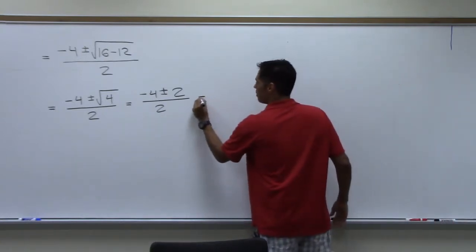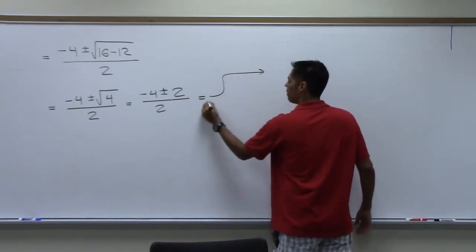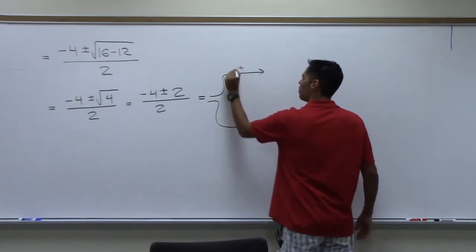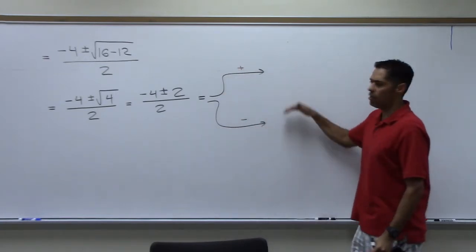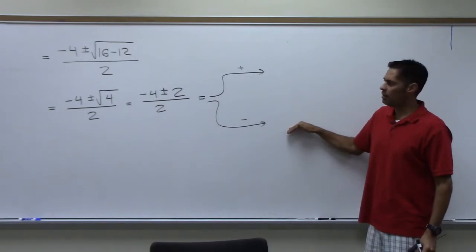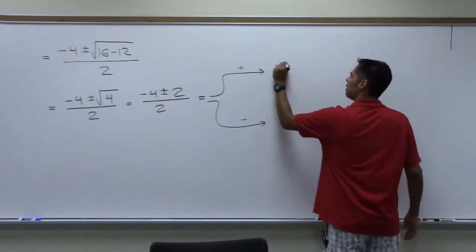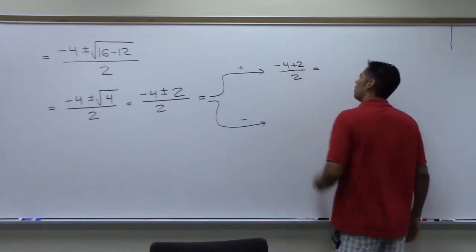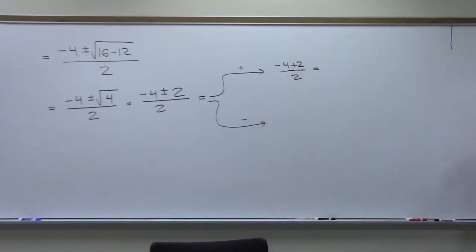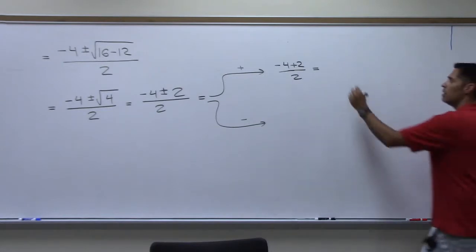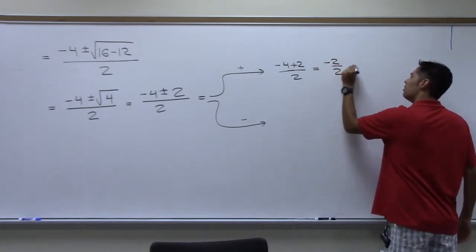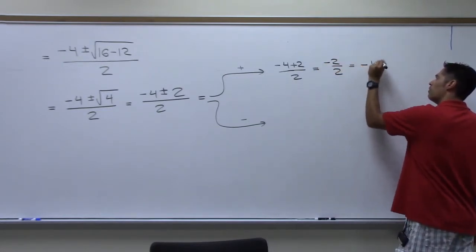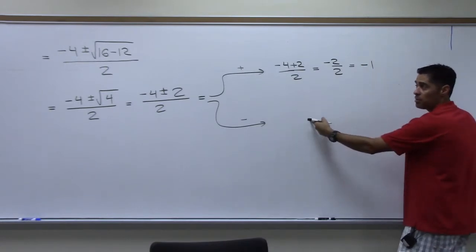So another thing I like to do, I like to draw 2 arrows to give me my 2 answers. I put a little plus here and a little minus here to let everyone know I'm going to do these separately, okay? First, the plus. Negative 4 plus 2 over 2. What do I have to do first? Do the top, right? Negative 4 plus 2 on top is negative 2 over 2, and negative 2 over 2 is negative 1.